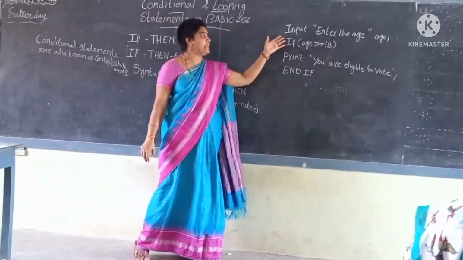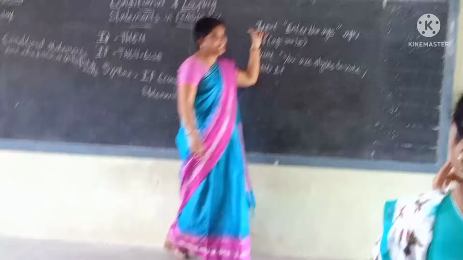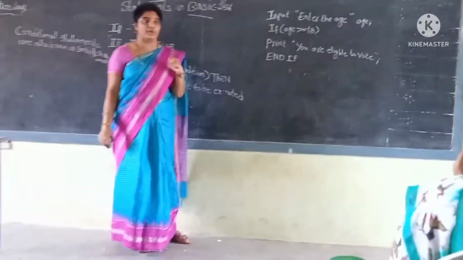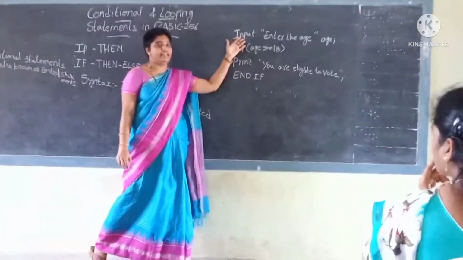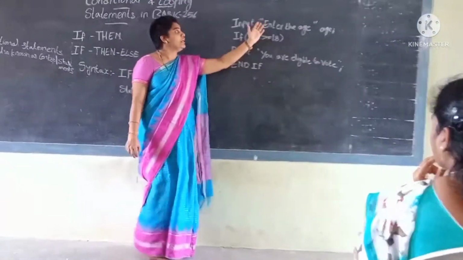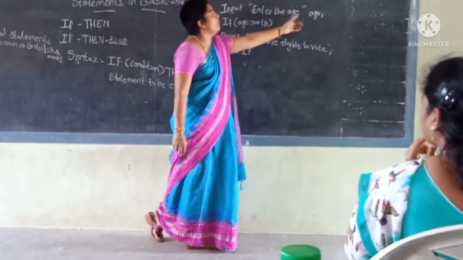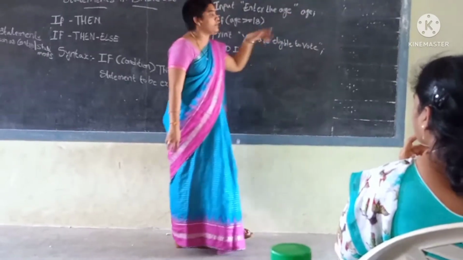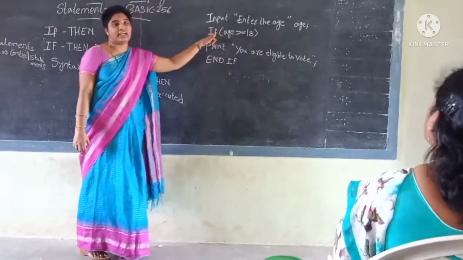So here we input, enter the age. Input means we are giving some data to the computer; the data we are entering is known as the input. Here, input: enter the age. We will give the age here as 19 or something. With 19, it will check the condition here.